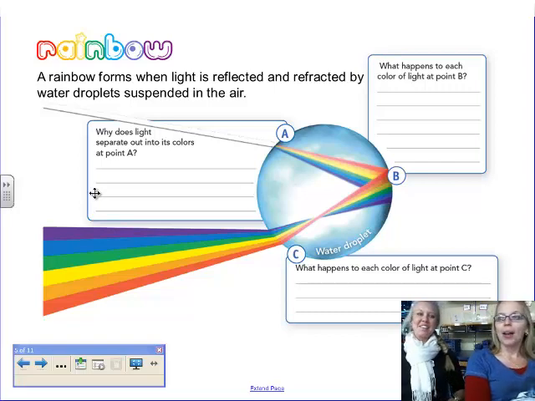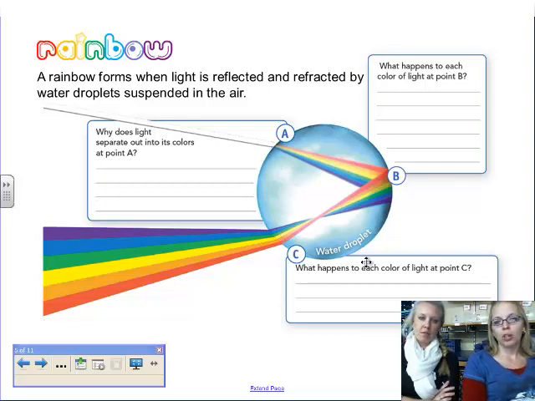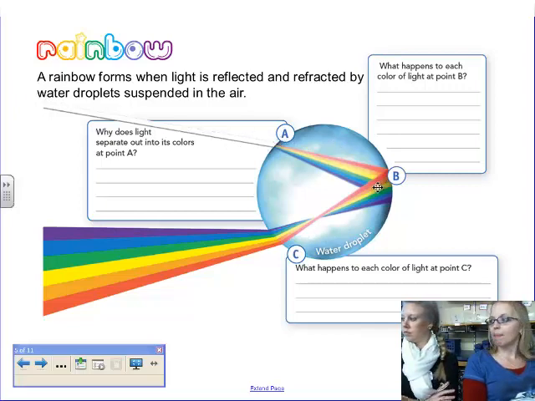Okay, so a rainbow is caused by the index of refraction also. If you look at this water droplet right here, you have white light coming from the sun, coming into the water, and then the light bends as it goes out.